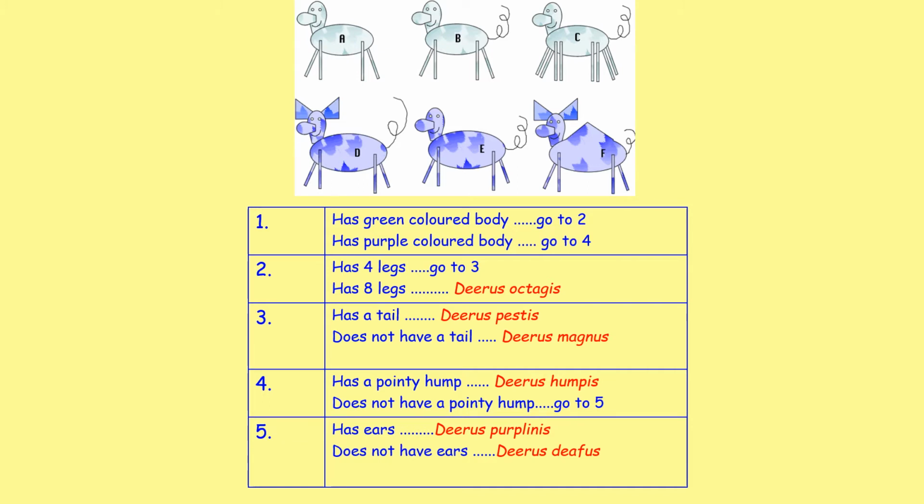If I was looking at A, I start off with the first question. You can see it's got 2 statements. Has it got a green coloured body or has it got a purple body? If it's got a green coloured body, then you go to question 2. If it's got a purple coloured body, then go to question 4. Then follow the statements through until you get to the red lettering, which is the name of that specific organism. Have a go at it on a piece of paper first before you fill in your Google form, and just check your understanding of that.